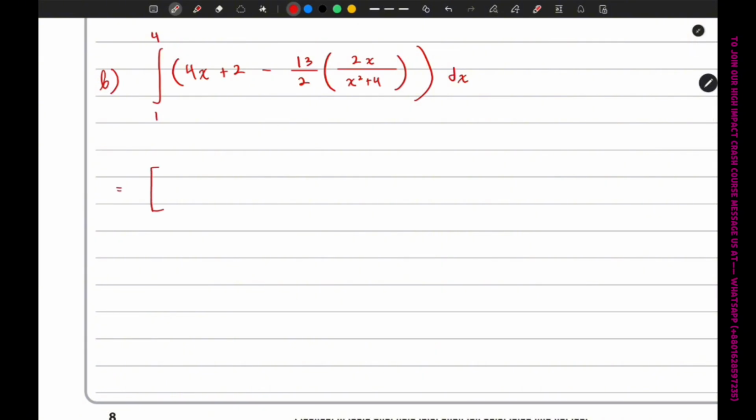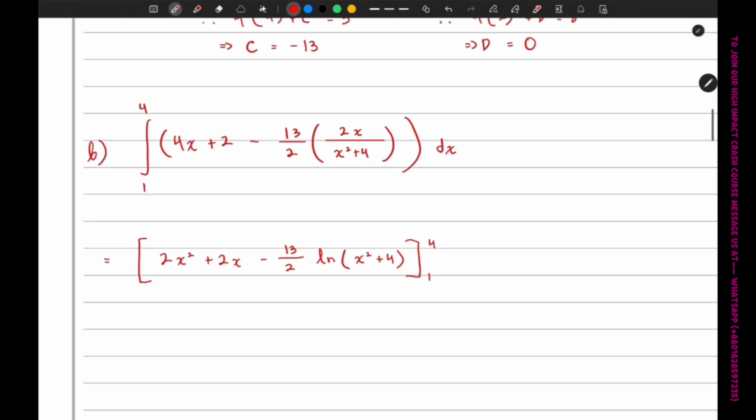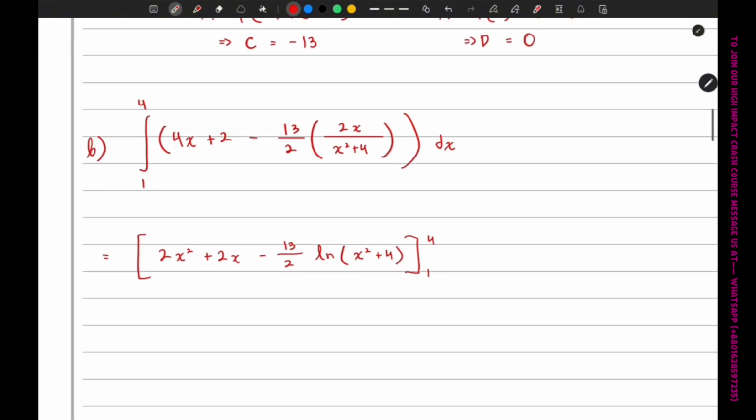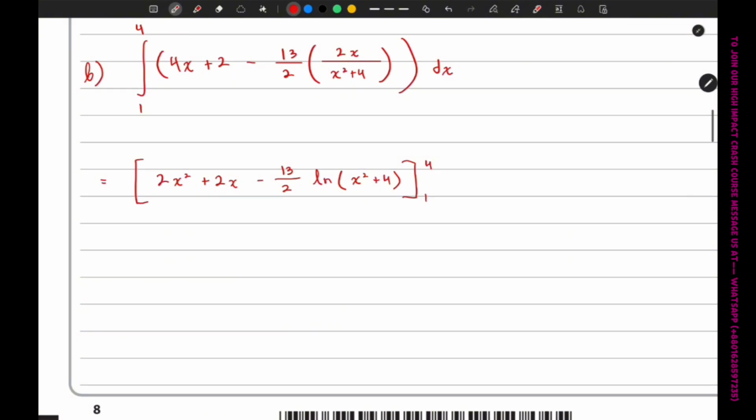So integrating this will give us 2x squared plus 2x minus 13 over 2 ln x squared plus 4, with limits 1 and 4. We were able to bring this to a ln because this is in the form f prime x over f x format. If you differentiate this, you'll get 2x. So that's why we were able to use the ln.